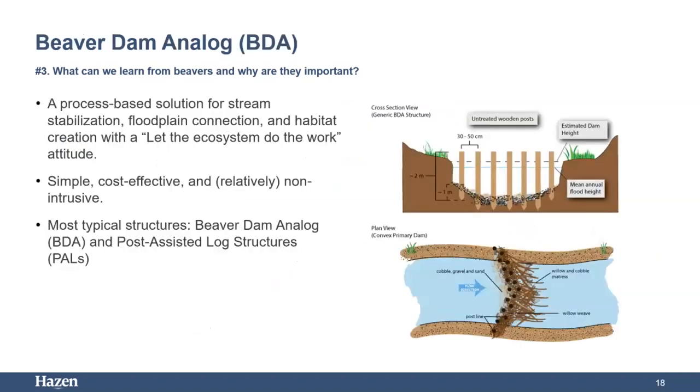But the way that we can mimic this is through features called beaver dam analogs. These are effectively wood-based structures that are supposed to mimic beaver activity in the stream, where we're collecting sediment and entrapping woody debris in order to perform channel lifting processes from a geomorphology standpoint, and disperse those floodwaters over the floodplain so we can get good connection and increased stability.